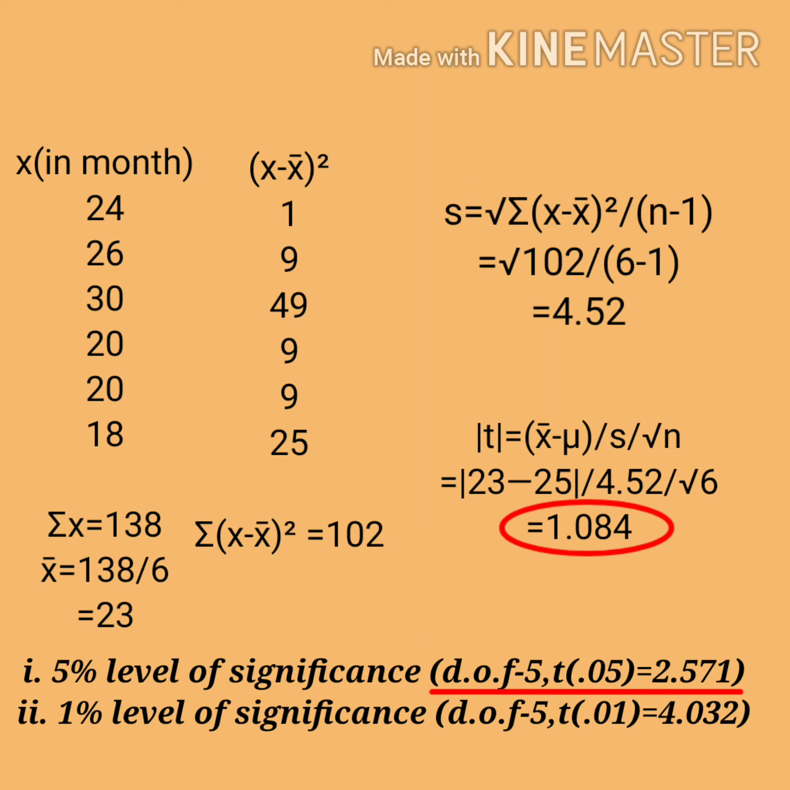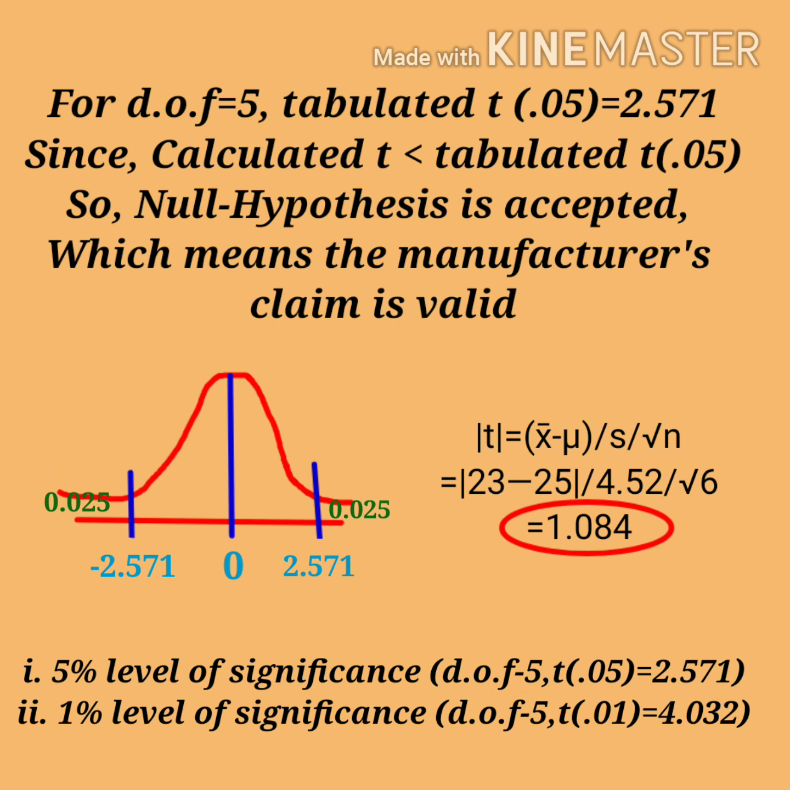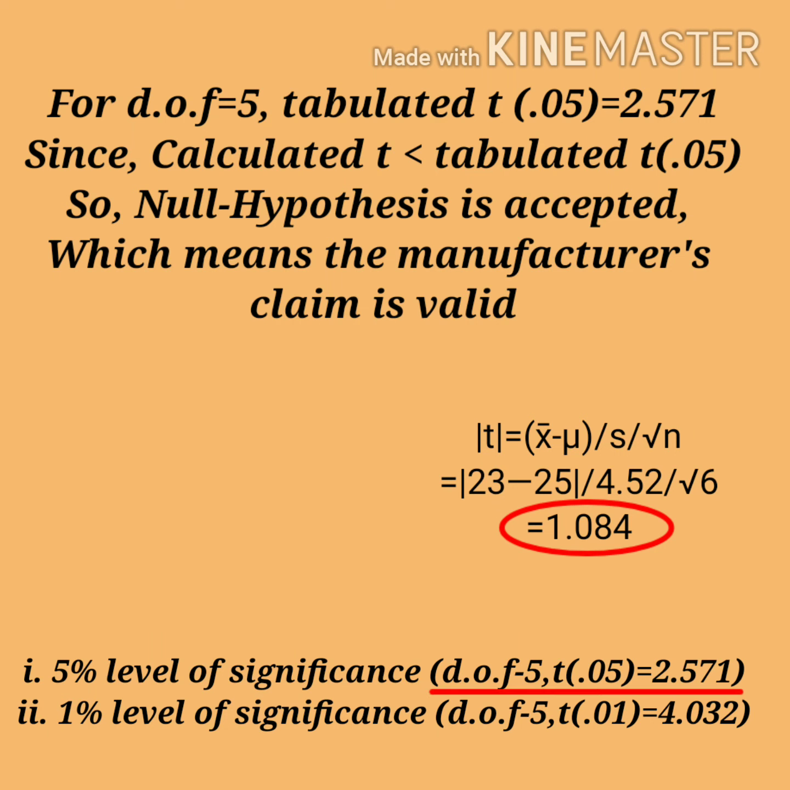Since the calculated t is less than the tabulated t at the 5% level of significance, we can say the null hypothesis is accepted. So we can say there is no significant difference between the mean life of the bulbs in the sample and the mean life of the bulbs in the population. It means the manufacturer's claim is valid.